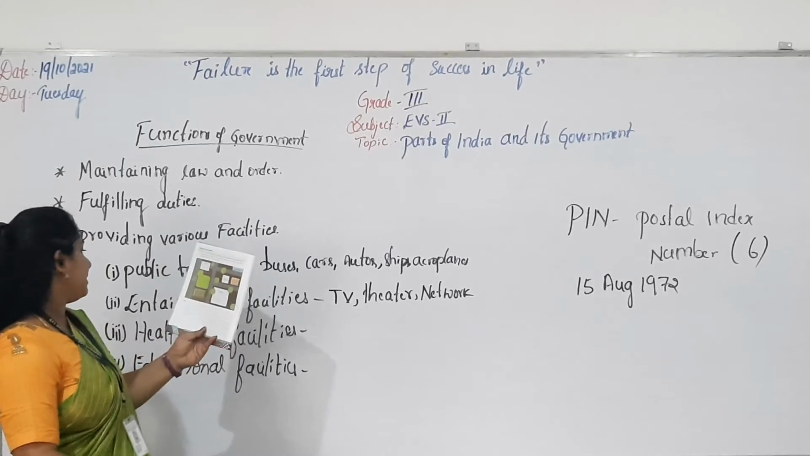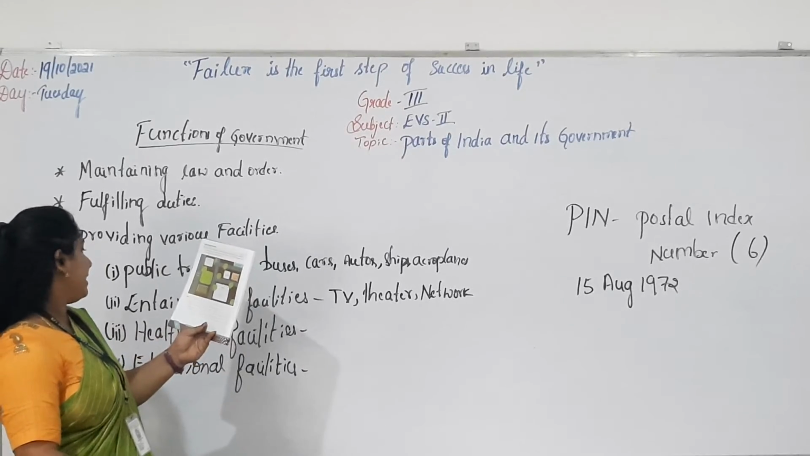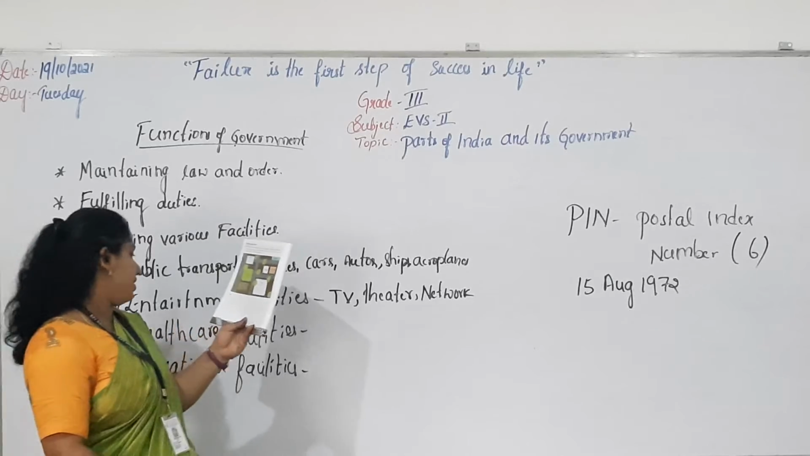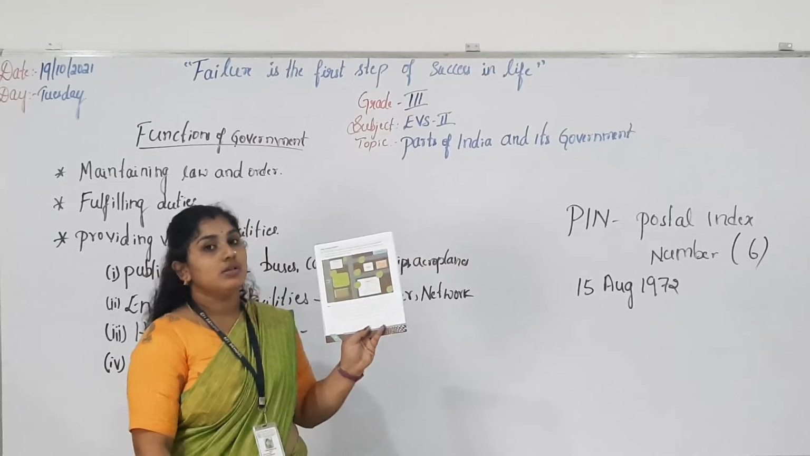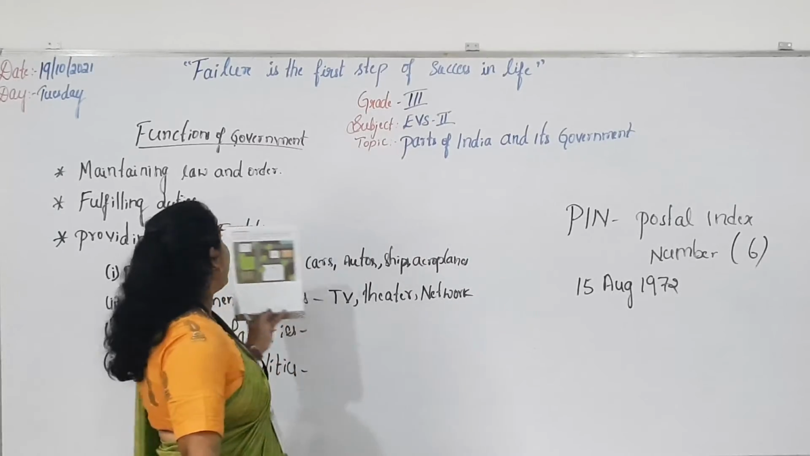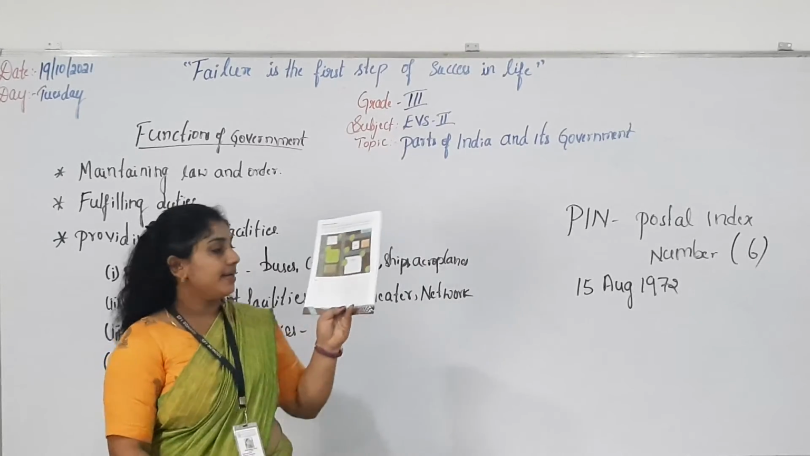Public transport is there. Entertainment is there. Healthcare facility is there. Educational facilities are there. Which facility is not there? You have to write down. Okay. So that is maintaining law and order. You have to write down.